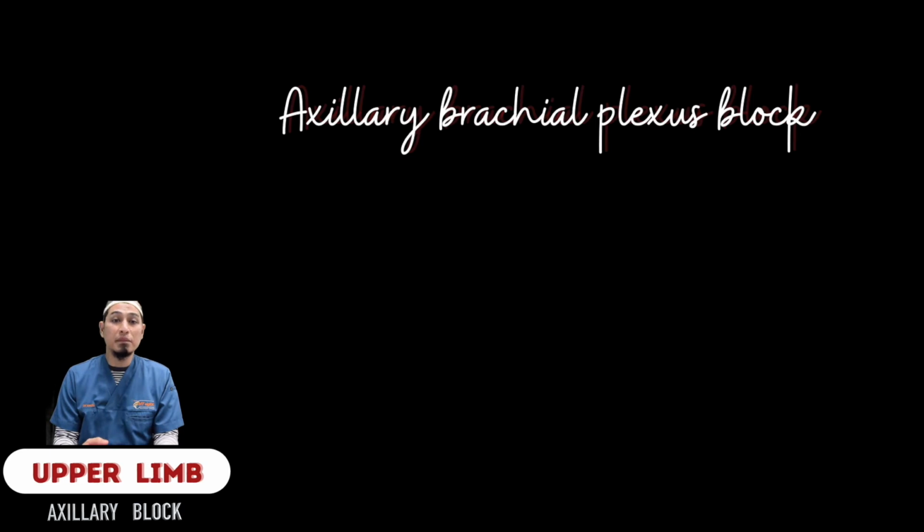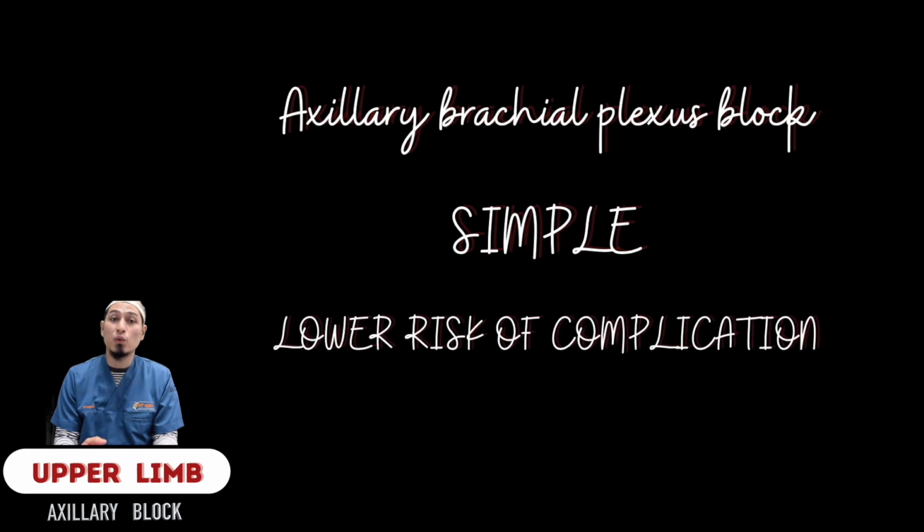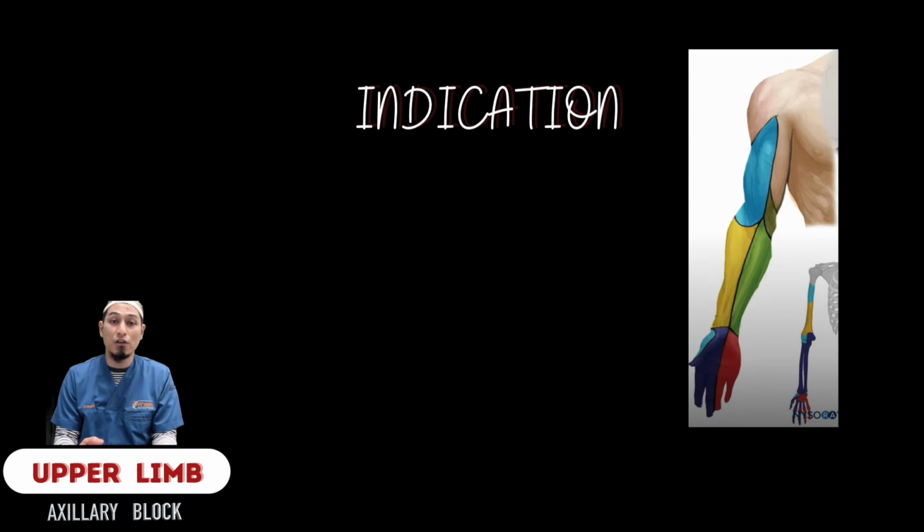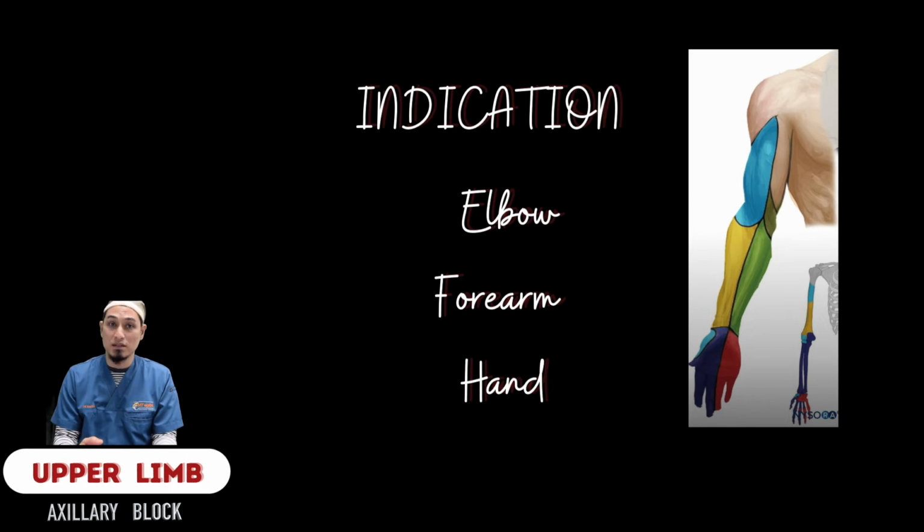The axillary brachial plexus block is relatively simple to perform and is associated with a lower risk of complications compared with interscalene and supraclavicular brachial plexus blocks. The indications are for elbow, forearm and hand traumas. So now let's see the technique for axillary brachial plexus block.